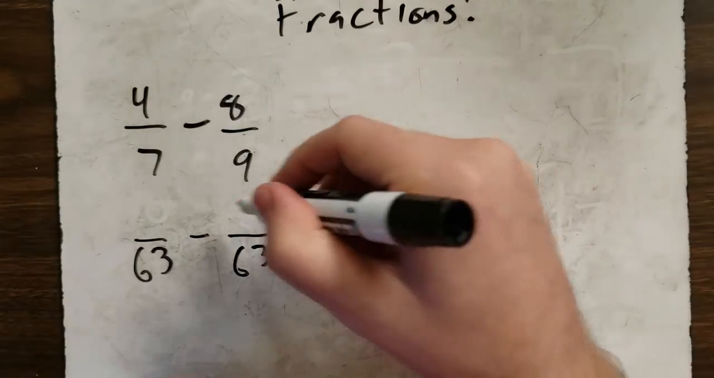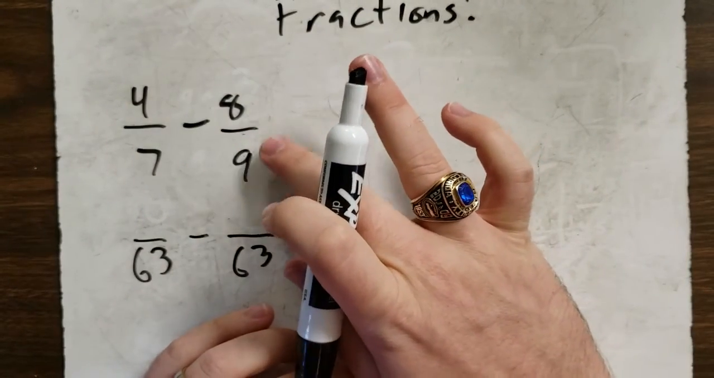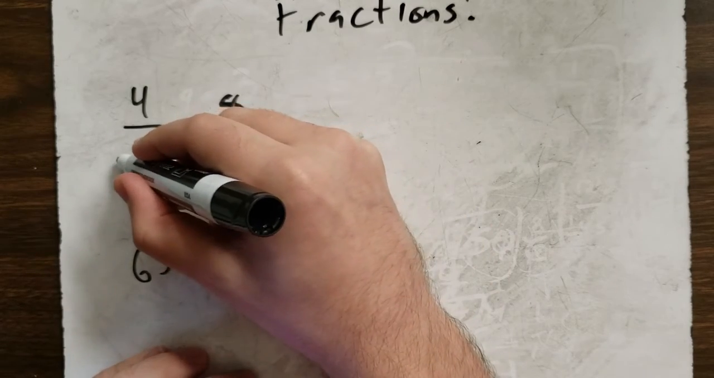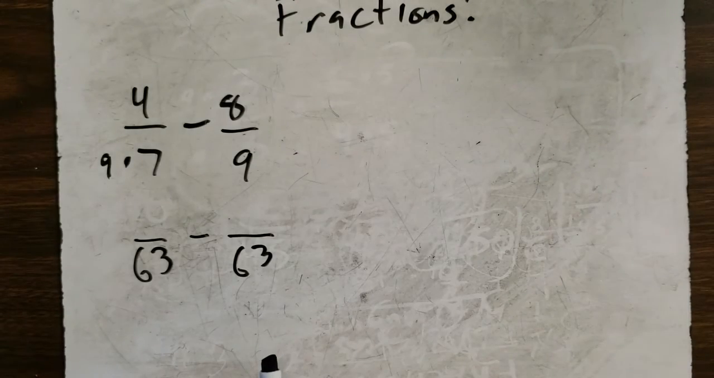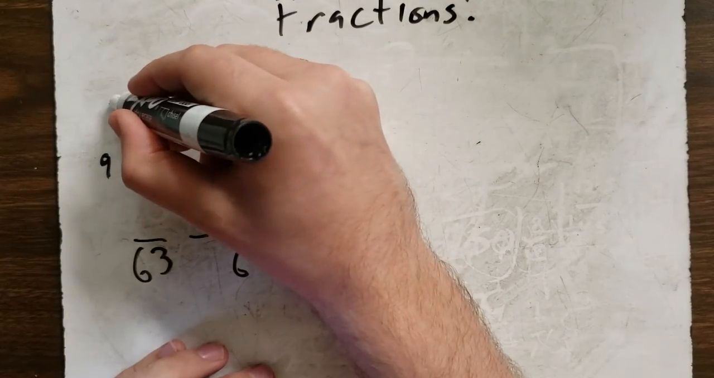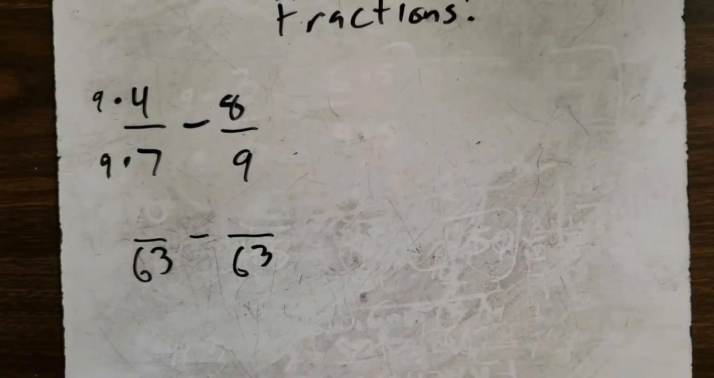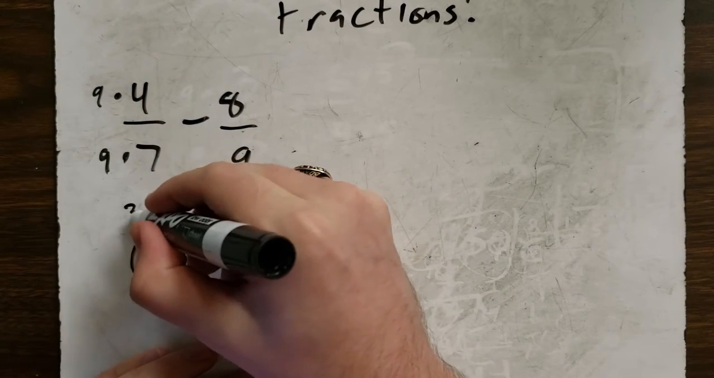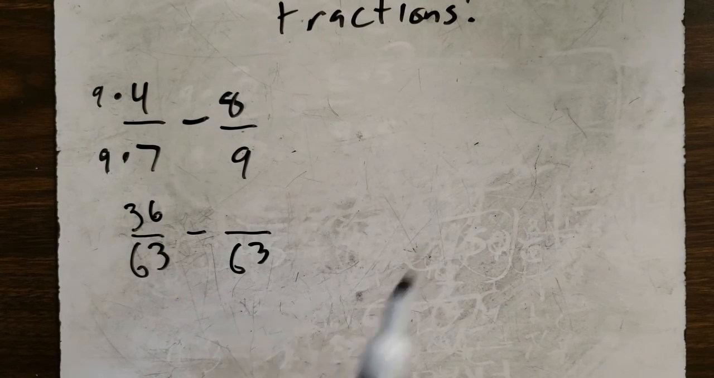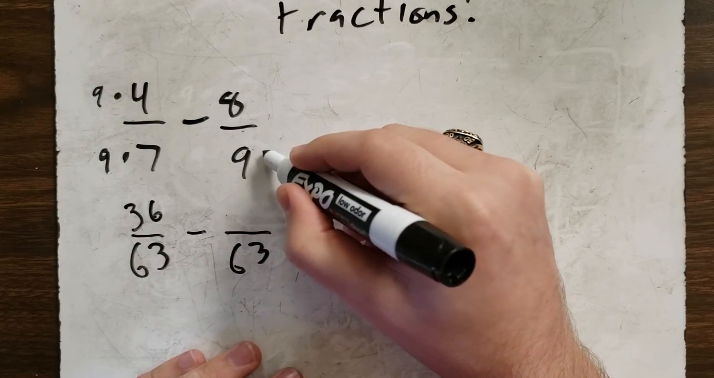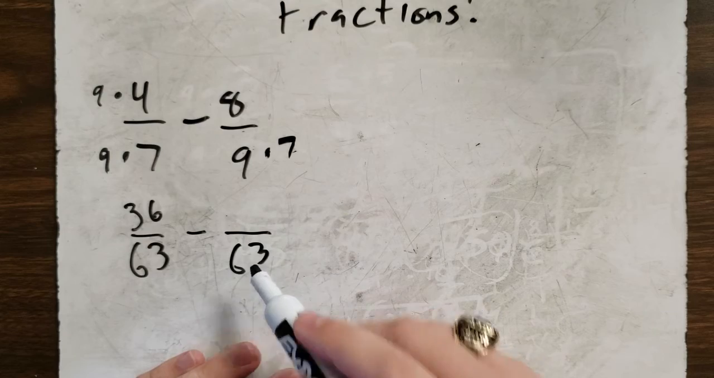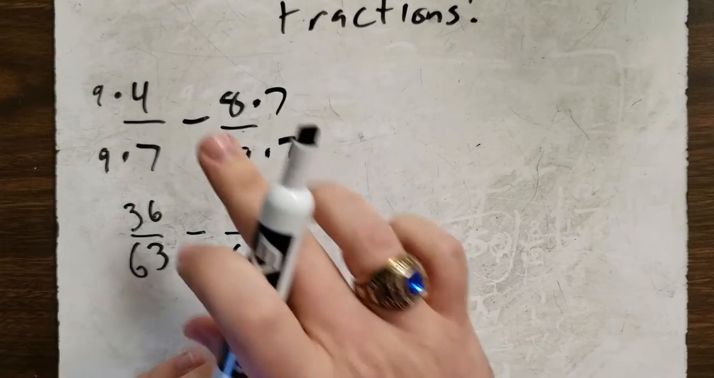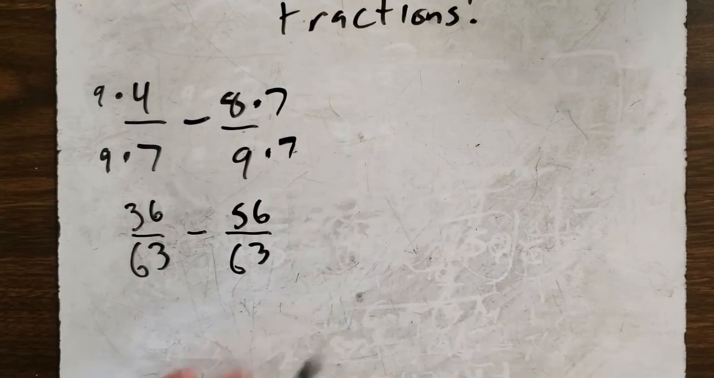Now, once again, to get your top numbers, we have to multiply the top by whatever we multiplied the bottom by. So for this side here, to get 63 from 7, we have to multiply by 9. Whatever we multiply the bottom by, you must multiply the top by. So the top also gets multiplied by 9. So 7 times 9 is 63. 4 times 9 is 36. On the right side, 9 times 7 is 63. Multiply the top also by 7. And 8 times 7 is 56.